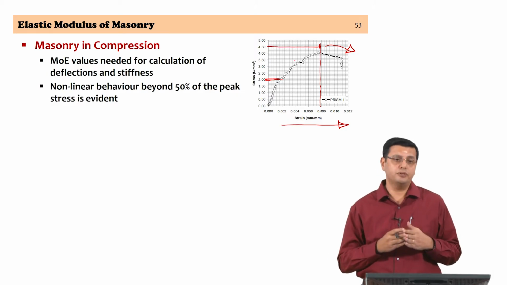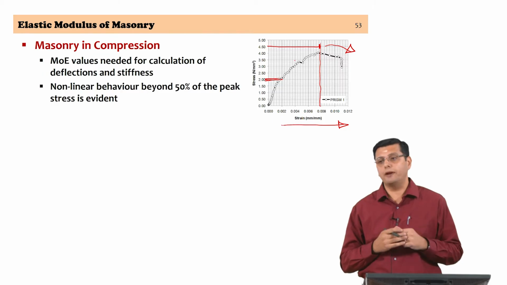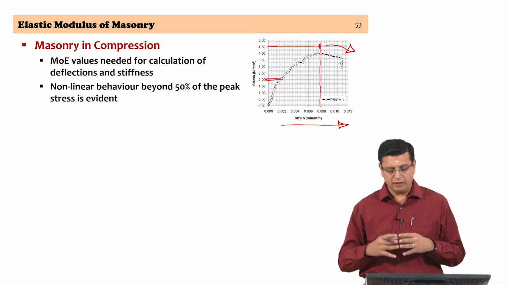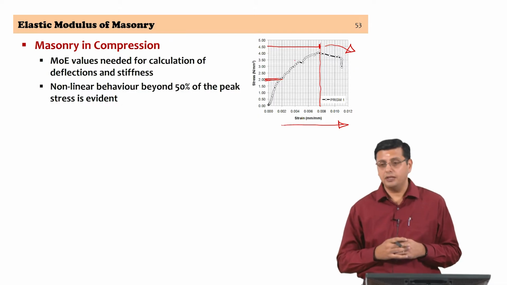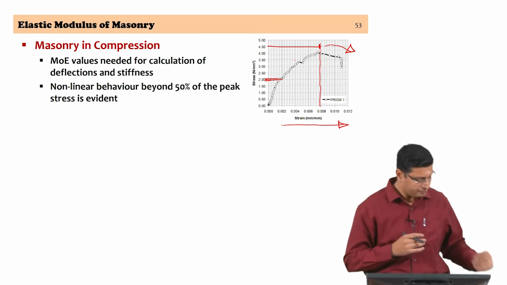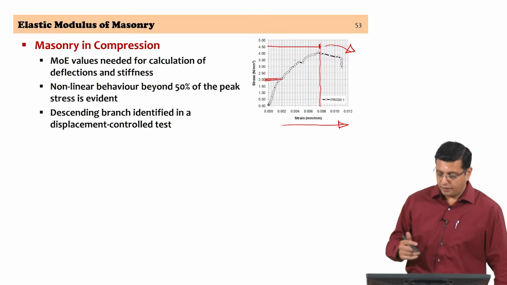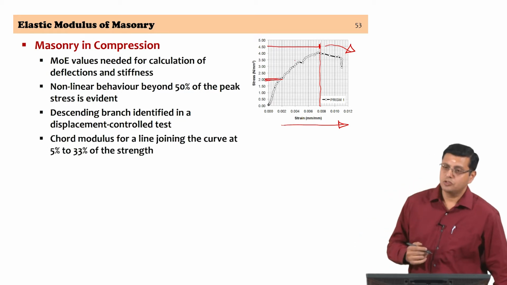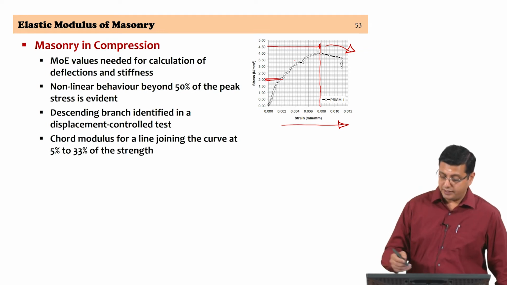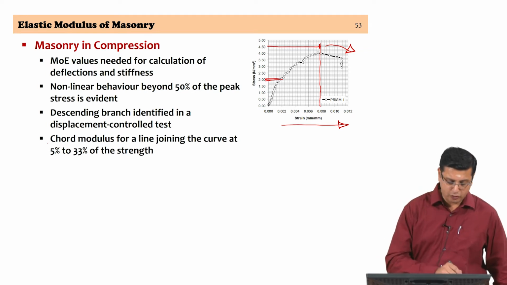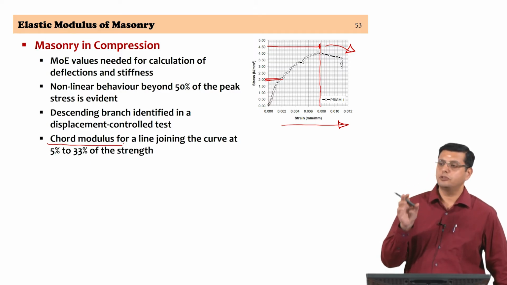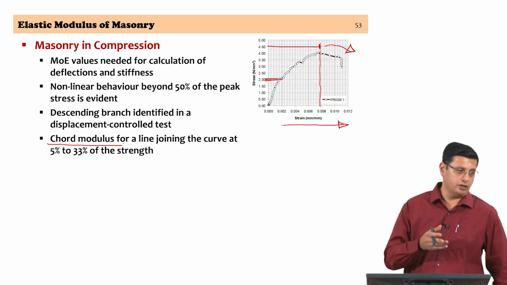the interface, which we have seen has a significant role to play in the coaction between the unit and the mortar. So, this sort of a complex composite is actually going to have nonlinear behavior beyond 50% of the peak. So, to be able to use this and arrive at the modulus of elasticity, we basically make use of the chord modulus. If you remember, when we were talking about the modulus of elasticity of the brick, we were talking of the secant modulus.